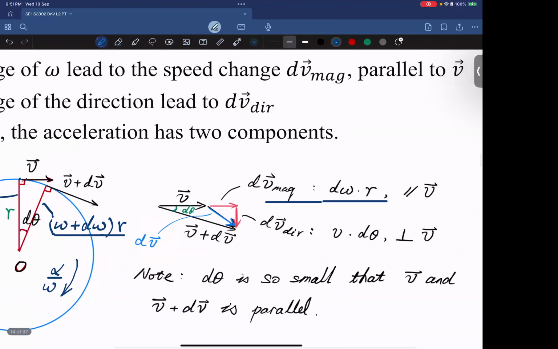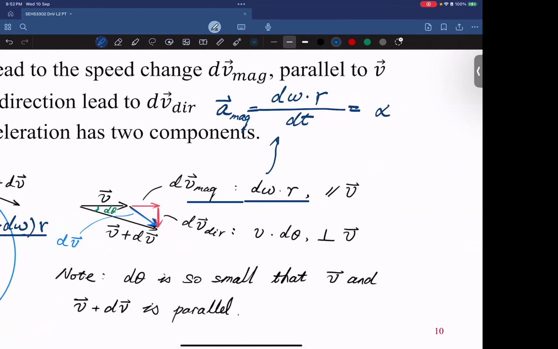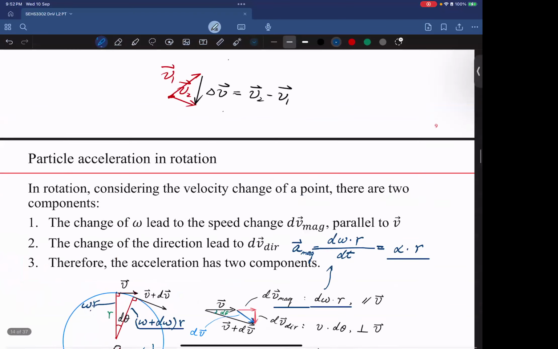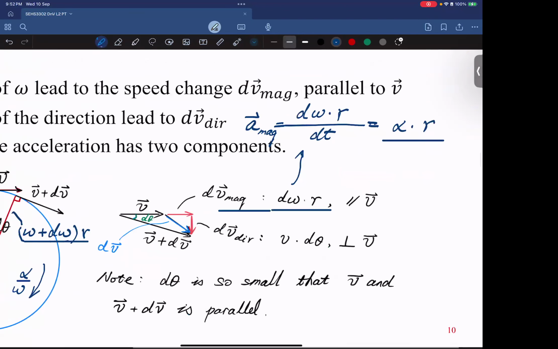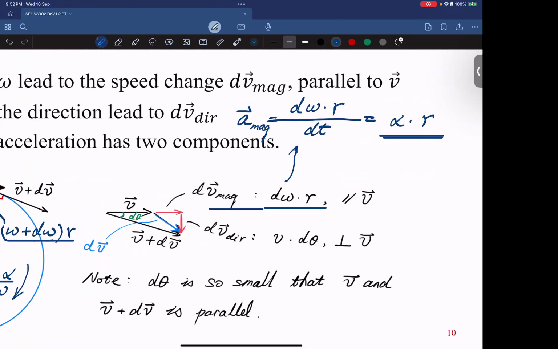d omega times r, we continue. This is the change, right? d omega times r divided by dt is this part of the acceleration, part one. We call it alpha, maybe the magnitude, right? d omega over dt is alpha, so it is alpha times r. That's why we have alpha cross r here, right? Now we got the first part, alpha times r, from the speed change.